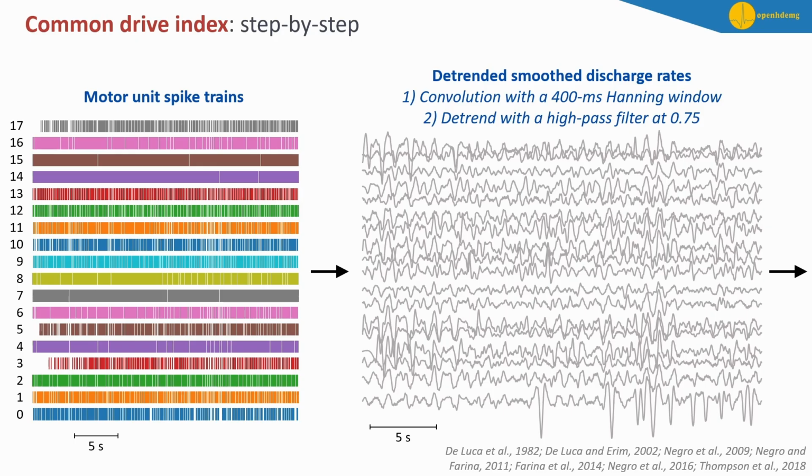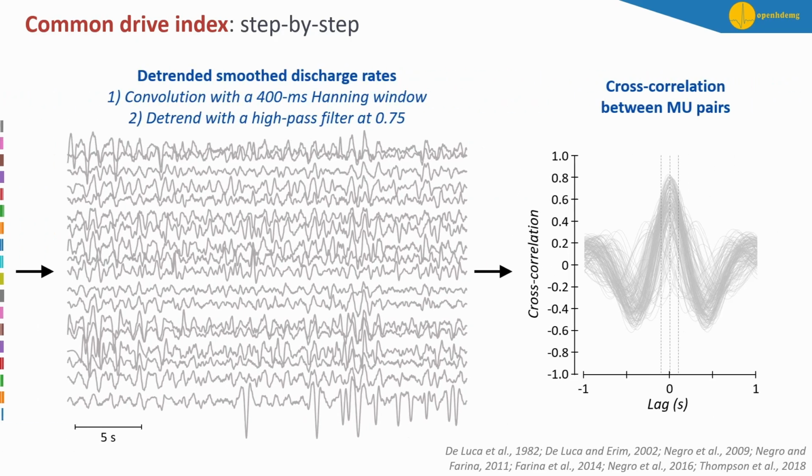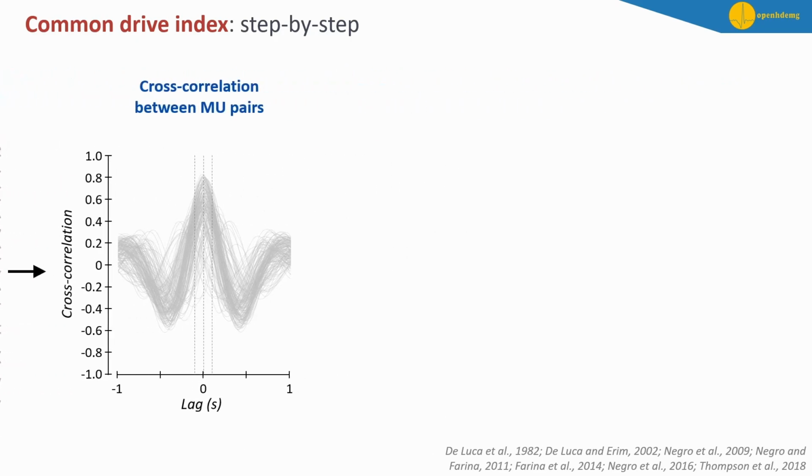And then after this, we detrend to remove the trends in the smooth discharge rates using a high-pass filter. What we get is exactly what I'm showing you in gray: a very low frequency smoothed detrended discharge rate. So what is the next stage? We take all the units pair by pair, all the possible combinations, and we calculate the cross-correlation between them. That is what I'm showing here, the gray signals. In the x-axis, you have the lags of the cross-correlation.